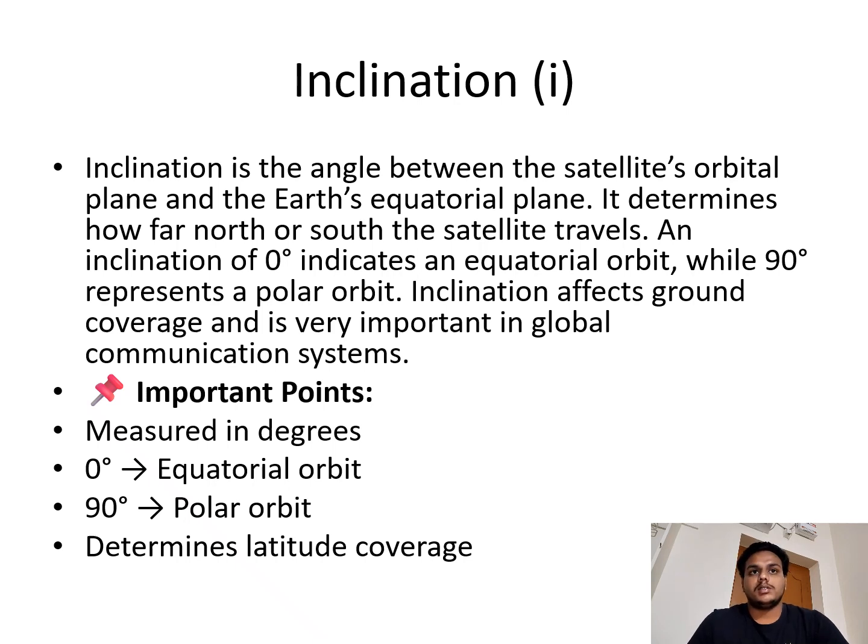Inclination is measured in degrees. When inclination is 0, it is an equatorial orbit. When inclination is 90, it is a polar orbit. It determines the latitude coverage.